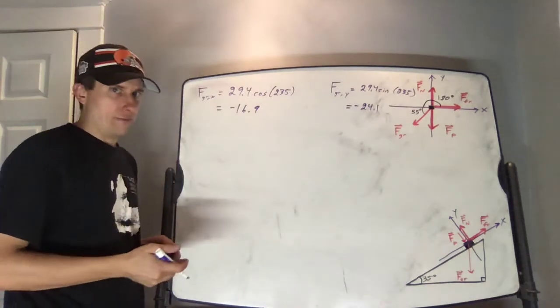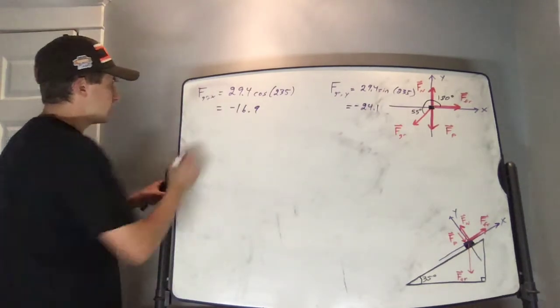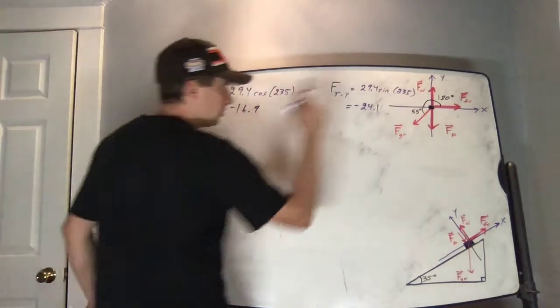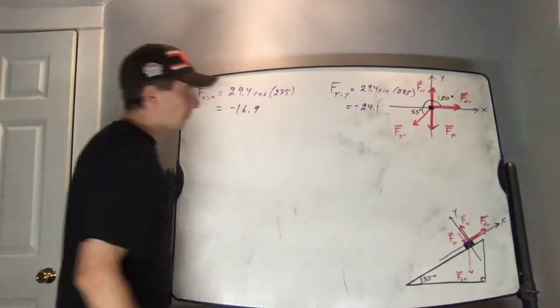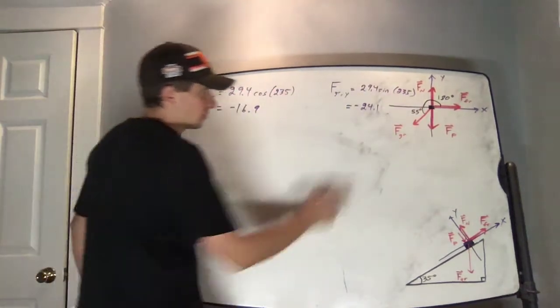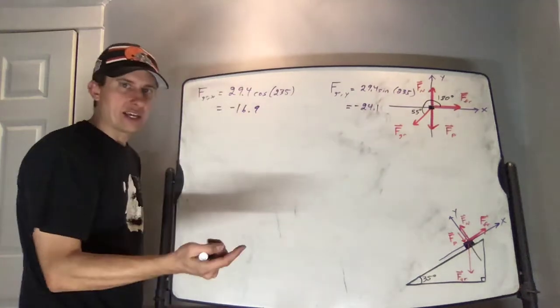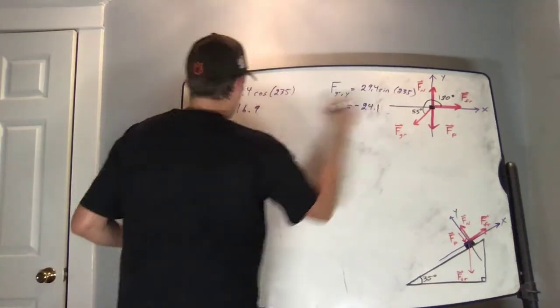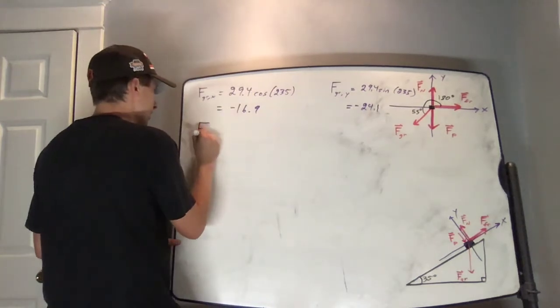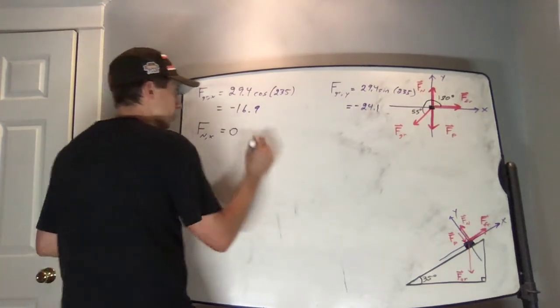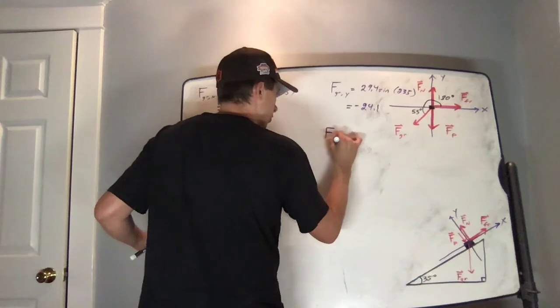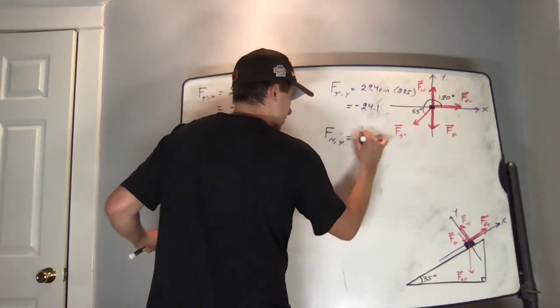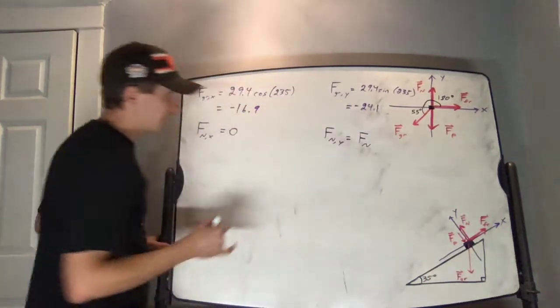What about the normal force? Well, we said we do not know the magnitude of the normal force, but we look at this picture and we see the normal force is entirely in the y direction. So I could say that the normal force in the x direction, F normal x, equals 0, and F normal y equals the magnitude of the normal force itself.